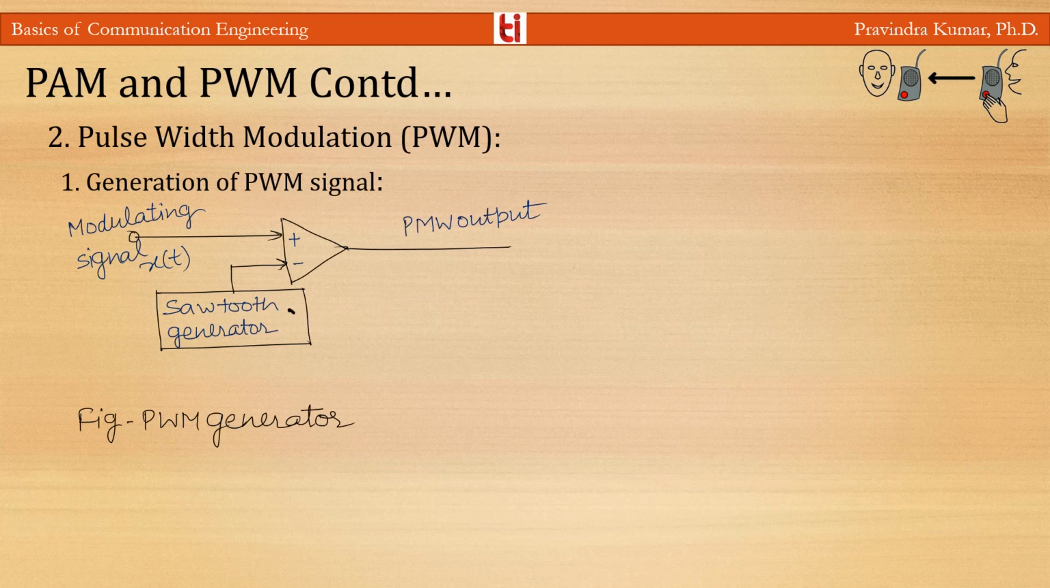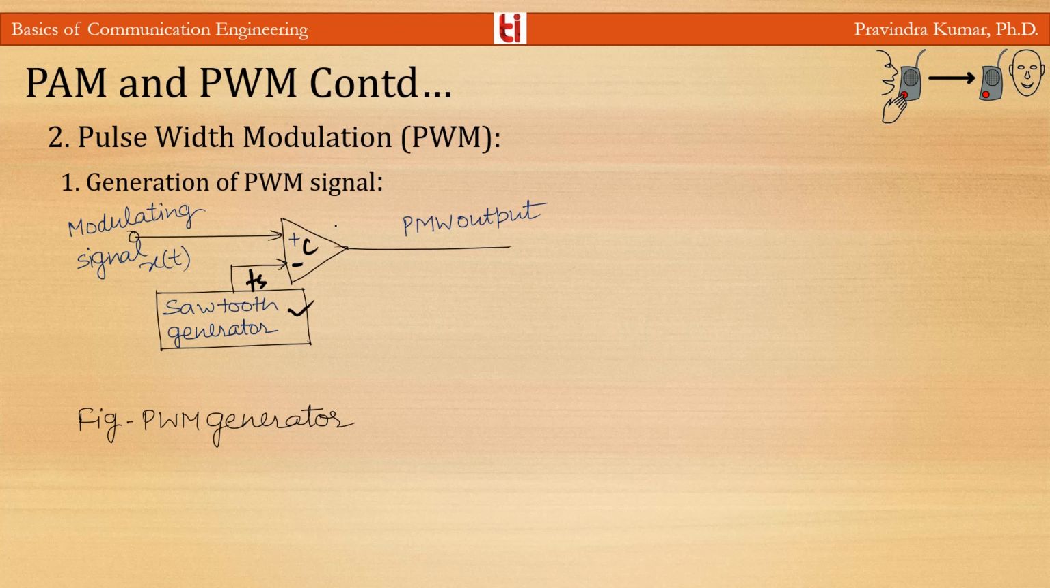Now, generation of the PWM signal. The block diagram of generation of the PWM signal is in the figure. Here a sawtooth generator generates a sawtooth signal of frequency fs. Here the frequency fs, and so the sawtooth signal is, in this case, a sampling signal. It is applied to the inverting terminal of the comparator. This is the comparator. In the inverting terminal, the sawtooth signal is applied, and the modulating signal xt is applied to the non-inverting terminal of the comparator.